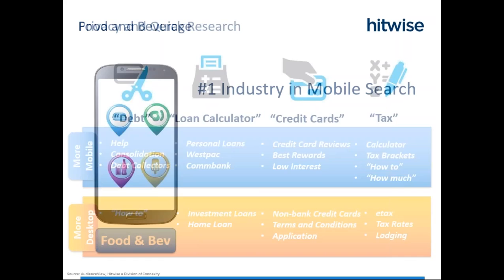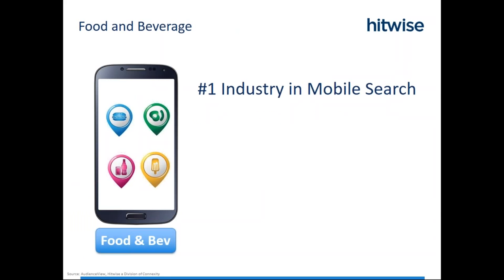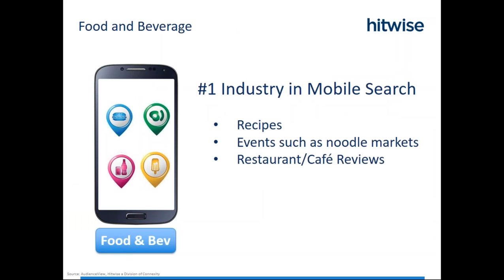Now, I mentioned that I wanted to cover two categories in short because I found them quite interesting. So food and beverage was the number one industry in mobile search. And when I actually delved into that, it's because this is things like recipes, events such as the noodle markets, and also restaurant and cafe reviews are included in this. So a lot of people, I think once again of my own cooking habits, I'll search for a recipe on my mobile. If you're out and about and there's some event on and you want information on it, you turn to your mobile phone.